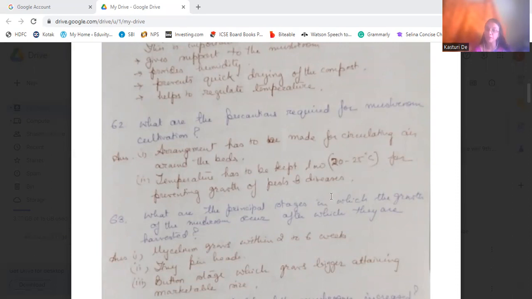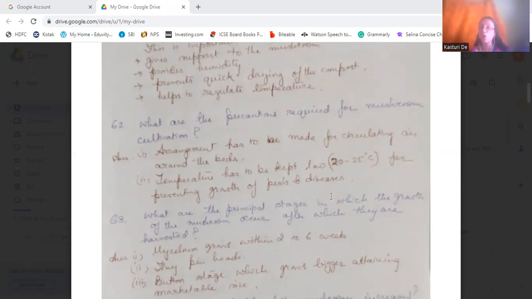Then, temperature should be kept low, around 20 to 25 degrees centigrade, so that pests and diseases do not grow there. That temperature has to be maintained to prevent the growth of pests and weeds. So two precautions are there: one is proper air circulation, and the other is low temperature.